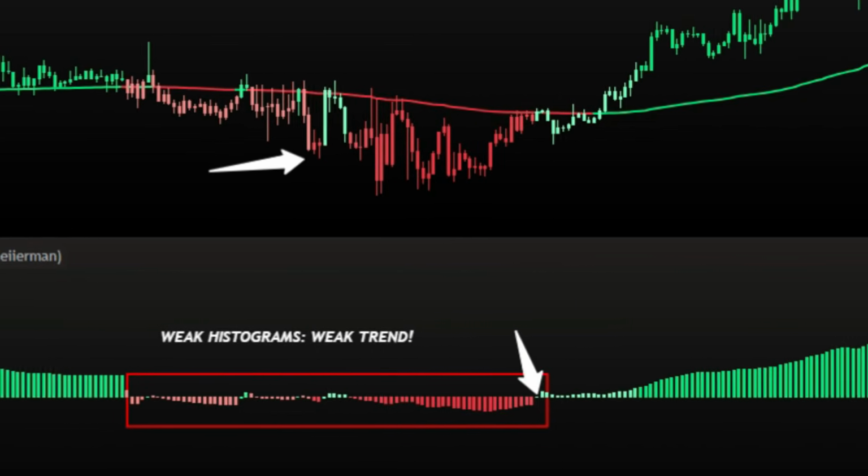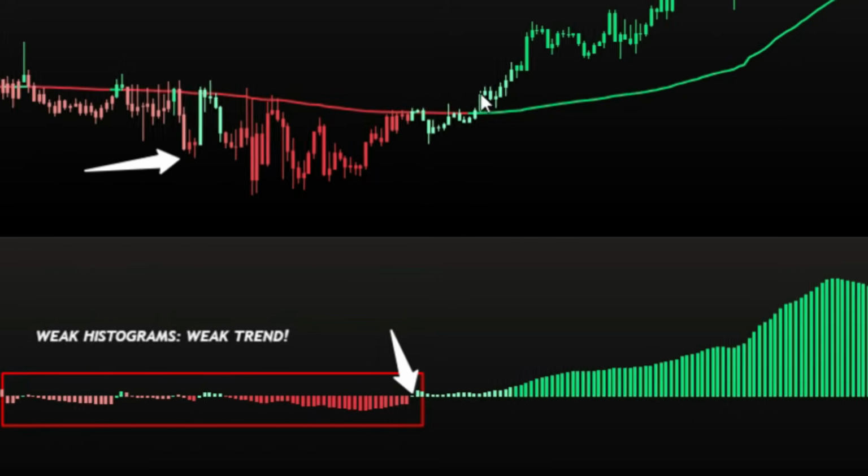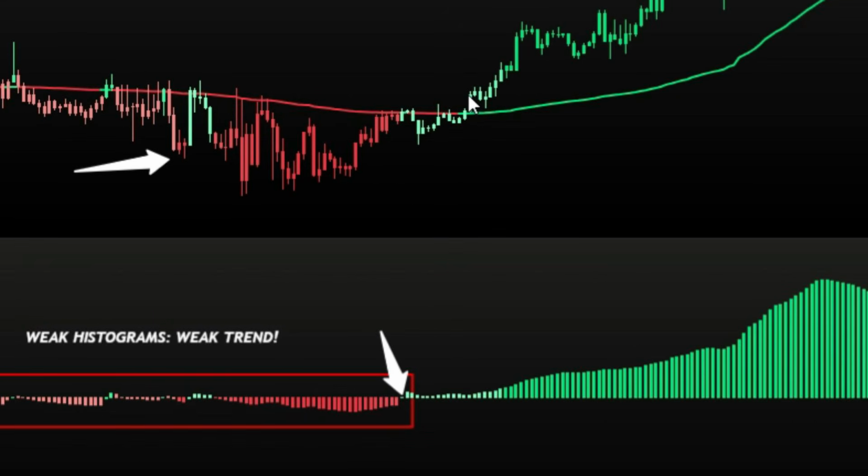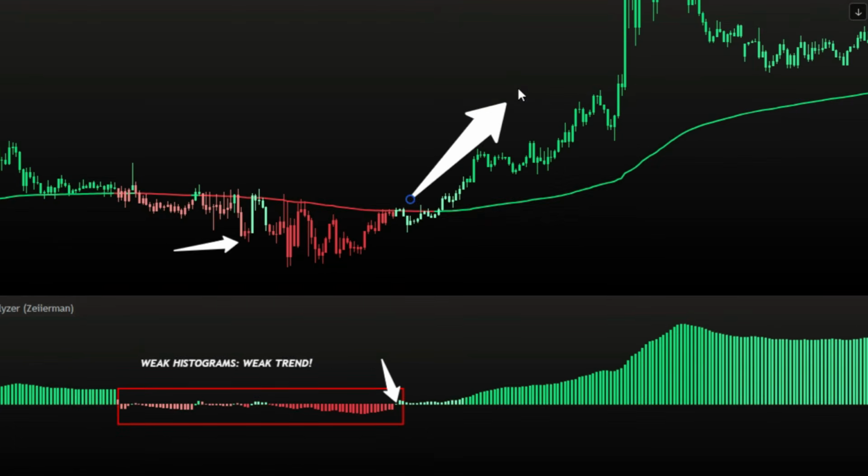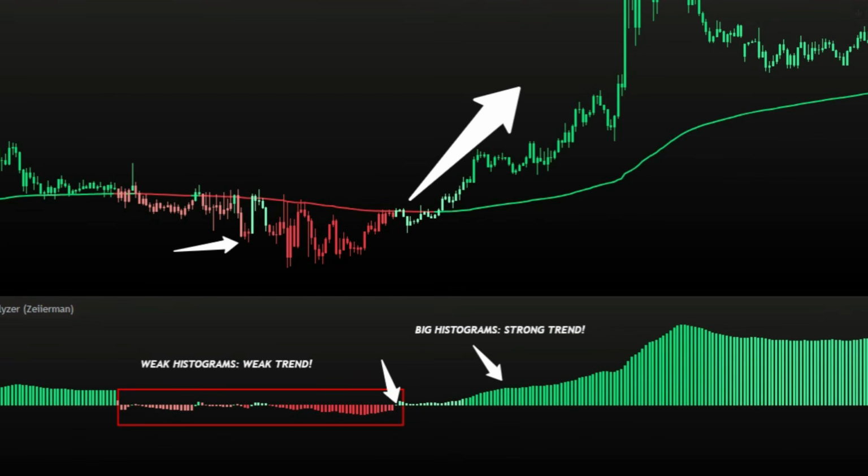But then things get interesting. A momentum shift starts forming. The histograms slowly turn green and begin to grow larger. And what happens next? The candles react instantly, pushing the price upward. So in simple terms, the larger the histogram, the stronger the trend.